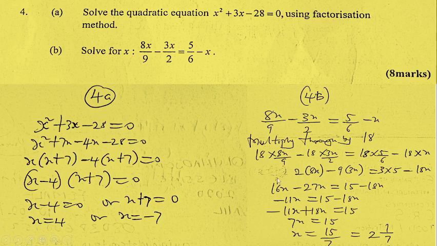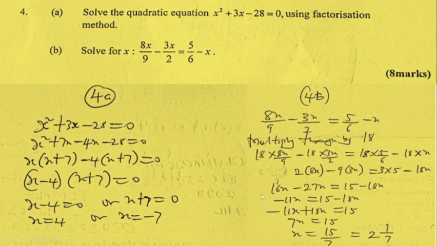So if you simplify that further, that will give us 16x minus 27x is equals to 15 minus 18x. Then from there, we can collect the like terms. We have 16x minus 27x, that will give us minus 11x equals to 15 minus 18x.